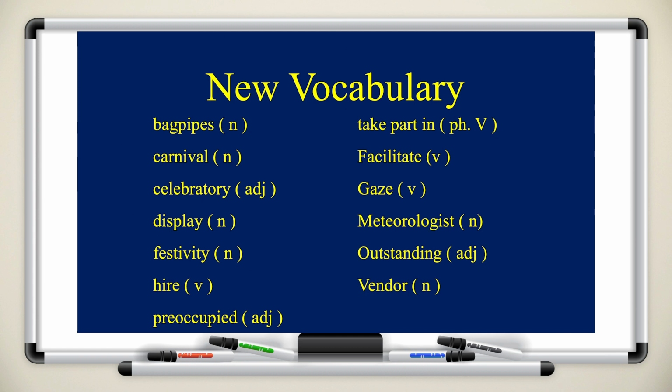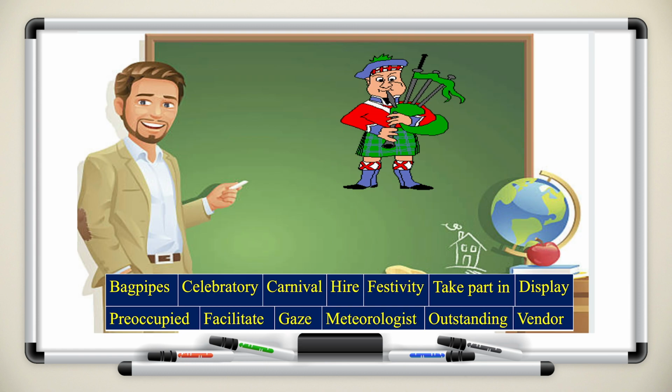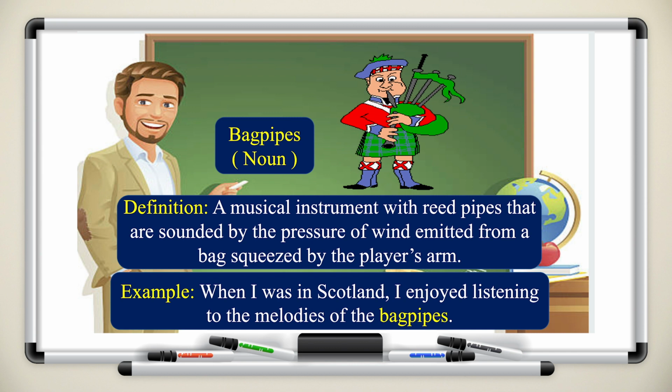Look at this word and try to guess. It refers to which one? It refers to bagpipes. The definition of this word is a musical instrument with reed pipes that are sounded by the pressure of wind emitted from a bag squeezed by the player's arm. Here's an example. When I was in Scotland, I enjoyed listening to the melodies of the bagpipes.